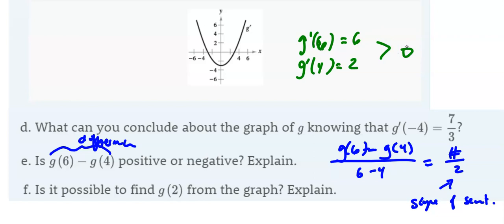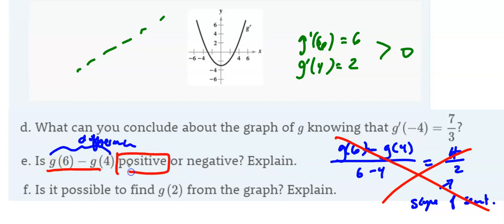Well, the only way you're going to have positive slope values here, because we have positive tangent slopes, means our secant has to be positive too. There's no way you're going to have tangent lines, but then a negative secant line. That doesn't make sense. So in other words, I didn't really need to do this part. Because my slope of the tangent is positive, the slope of the secant is going to be positive, which means G of 6 minus G of 4 has to be positive.